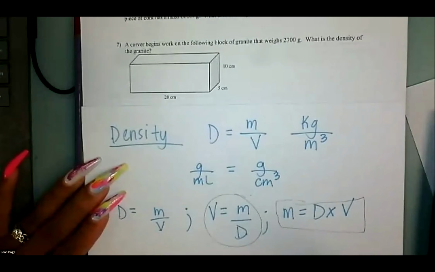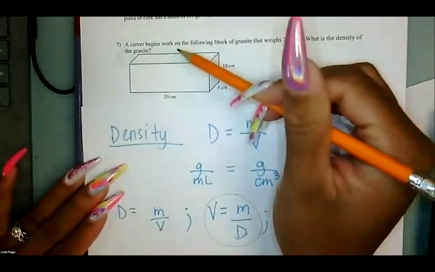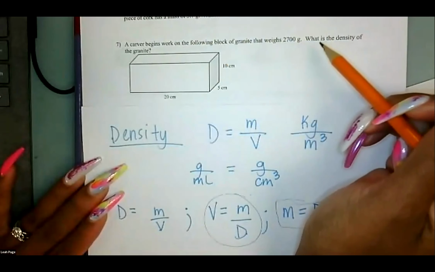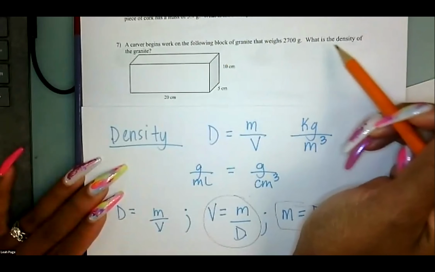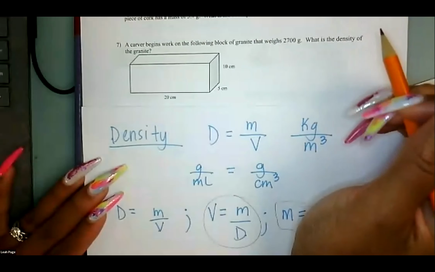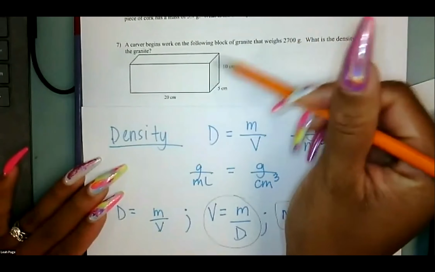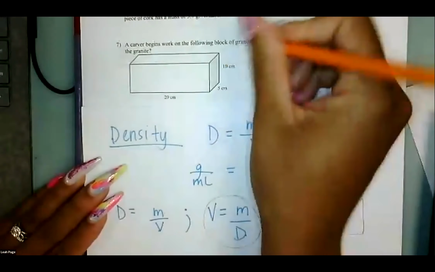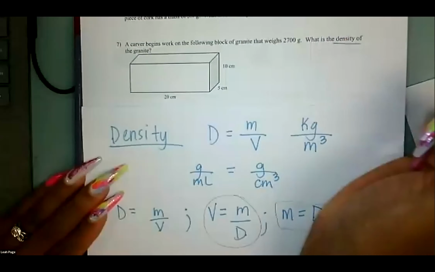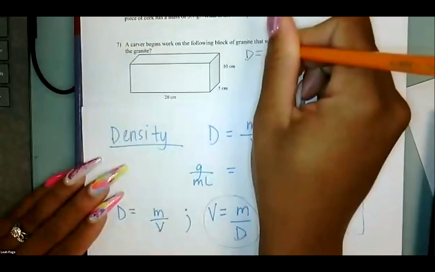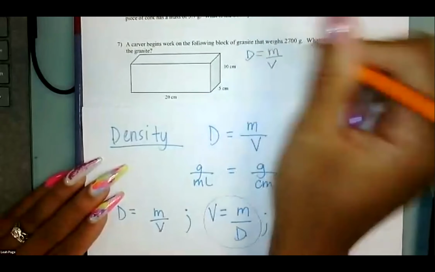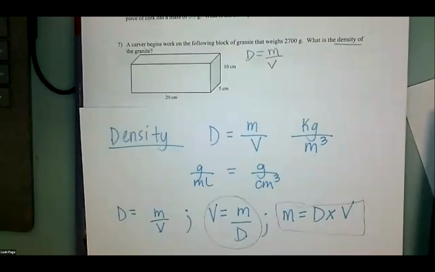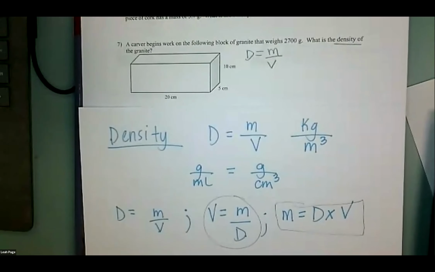All right, number 7 says, a carver begins work on the following block of granite that weighs 2,700 grams. What is the density of the granite? So this is a block, 3-dimensional. We know density is what it's asking for. Density equals mass over volume. We know our mass is 2,700 grams. How do we figure out our volume?